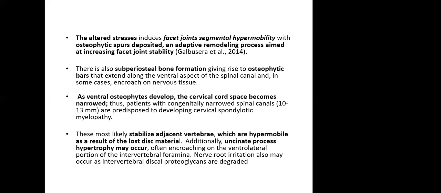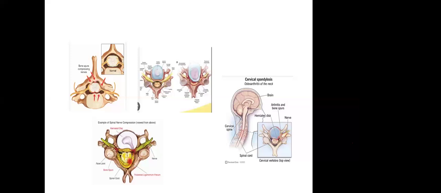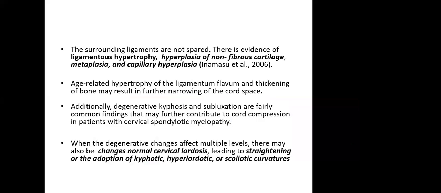As the ventral osteophyte develops and the cervical canal becomes narrowed, this also stabilizes the adjacent vertebrae, which are hypermobile as a result of the lost disc material. Furthermore, the uncinate process may become hypertrophic, leading to compression of the exit nerve root foramina. Next slide.